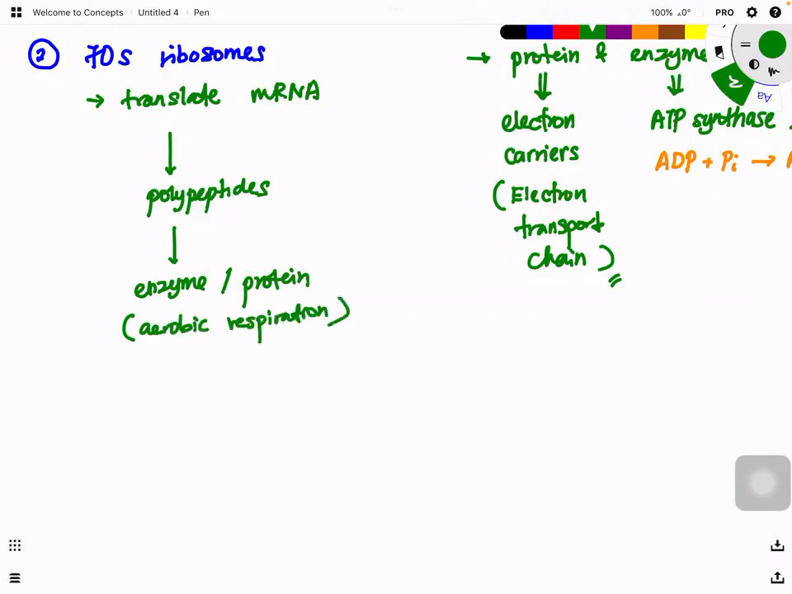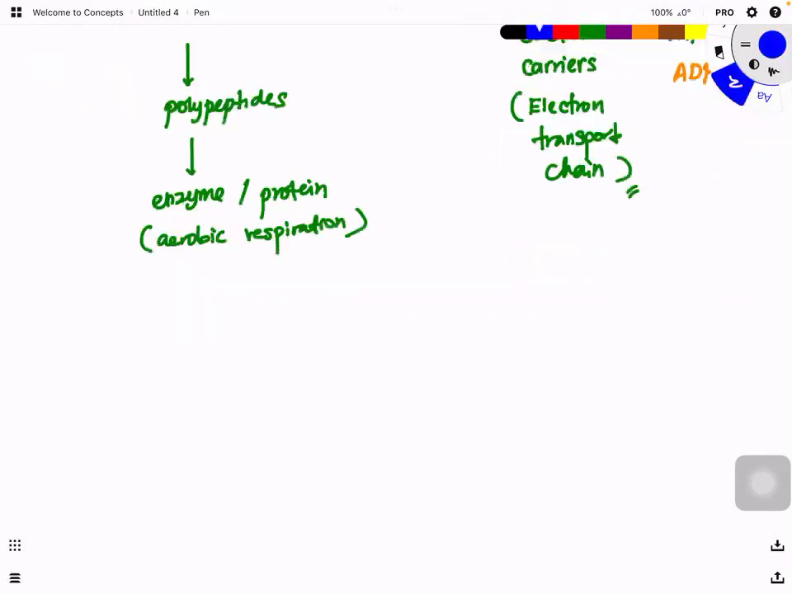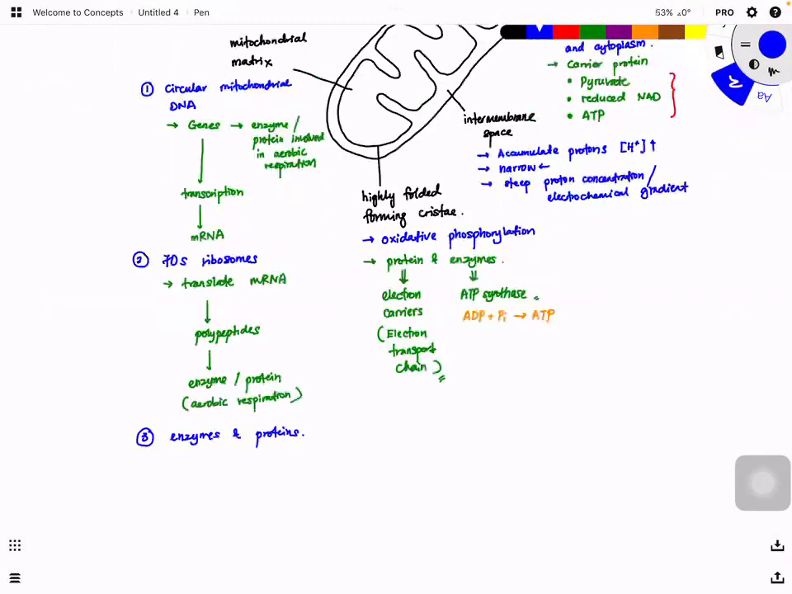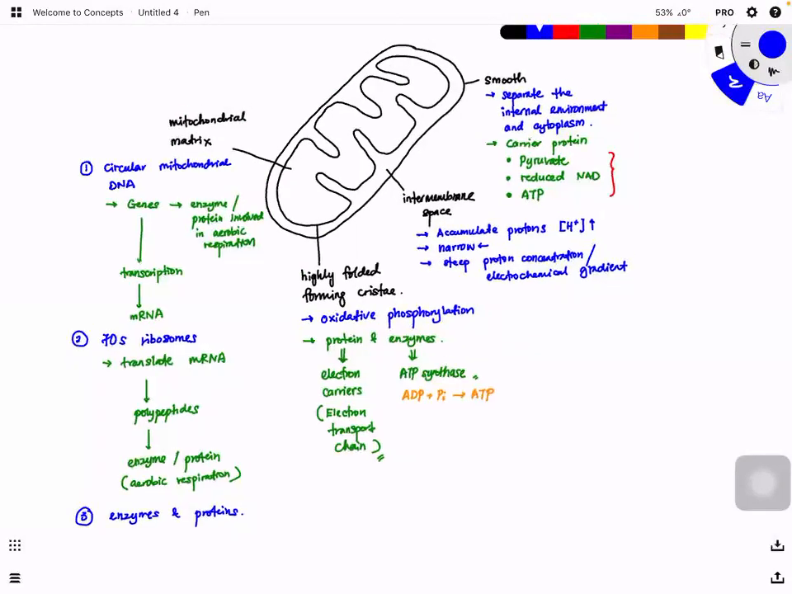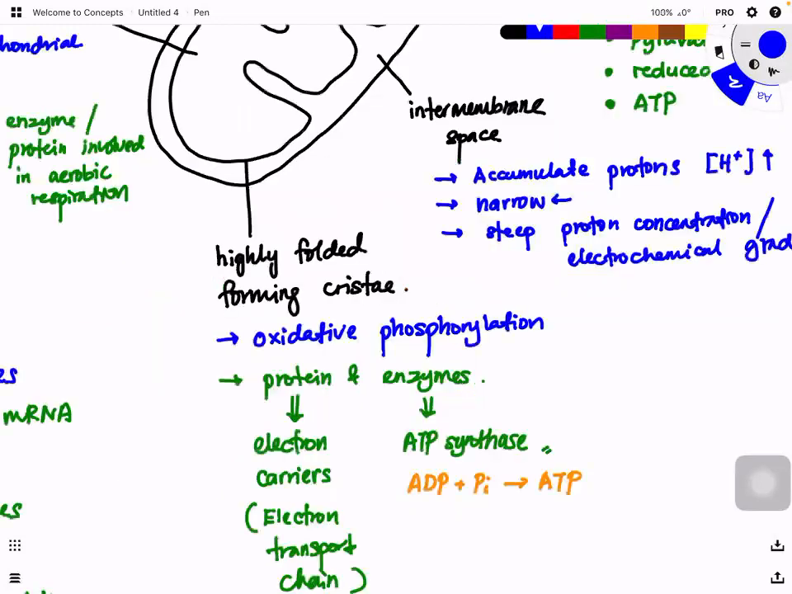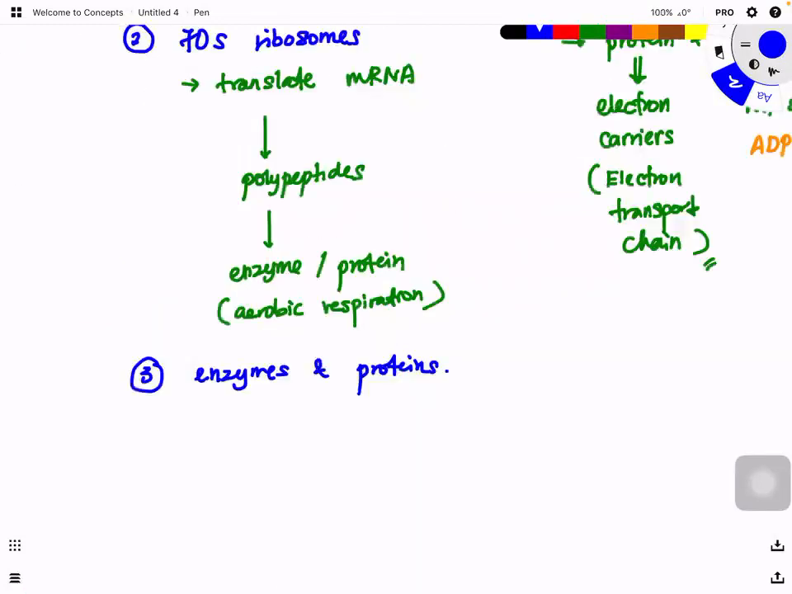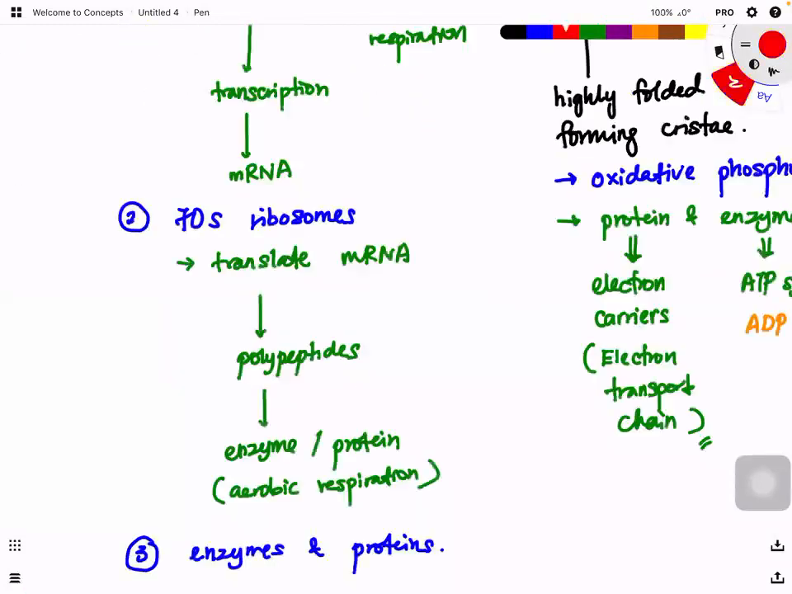And the third, in the matrix you can see that we have a lot of enzymes and also proteins that are involved in aerobic respiration. Okay, so this is a summary for the mitochondria. If you learn about mitochondria, you cannot run away from this. Sorry, guys, let me add in something. What are the reactions involved in the matrix of the mitochondria?